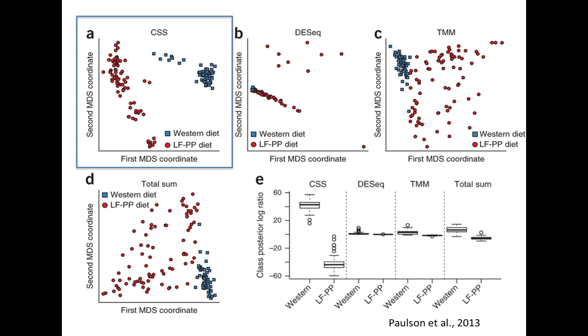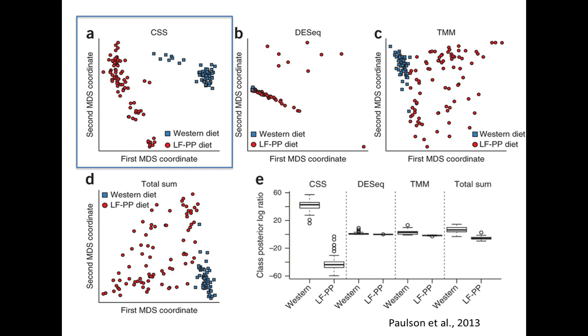And in A, the one highlighted, is my particular approach called cumulative sum scaling normalization, where you see that we're better controlling the technical variation and highlighting the biological variability there. You can also download this particular data set from Bioconductor.